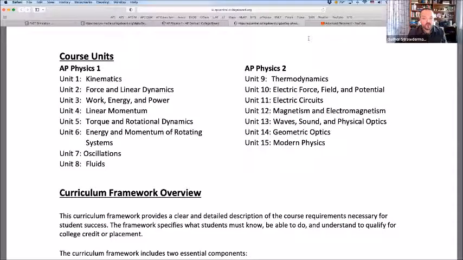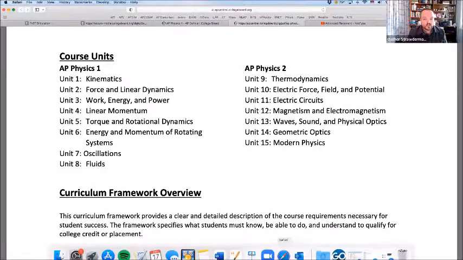But that unit number 8 is going to be our focus for today, and that is fluids. And just a reminder, that unit number 8 is the same content if you're teaching AP Physics 2, if that's going to be in AP Physics 1.